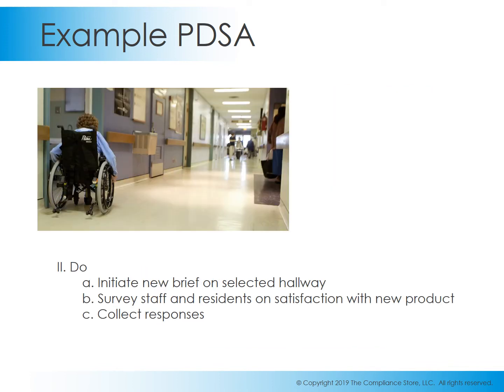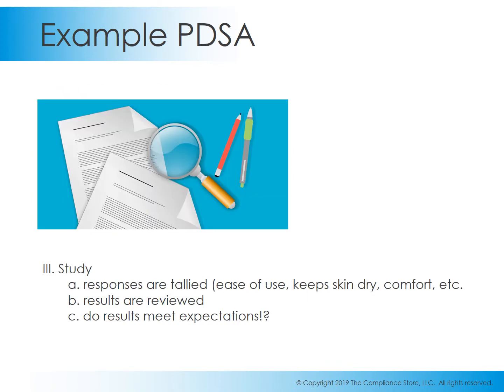After a plan is laid out, the community carries out the brief trial on one unit of the building, collecting data from employees and residents on the comfort, ease of use, and performance of the new brief. The data over time is studied and analyzed.